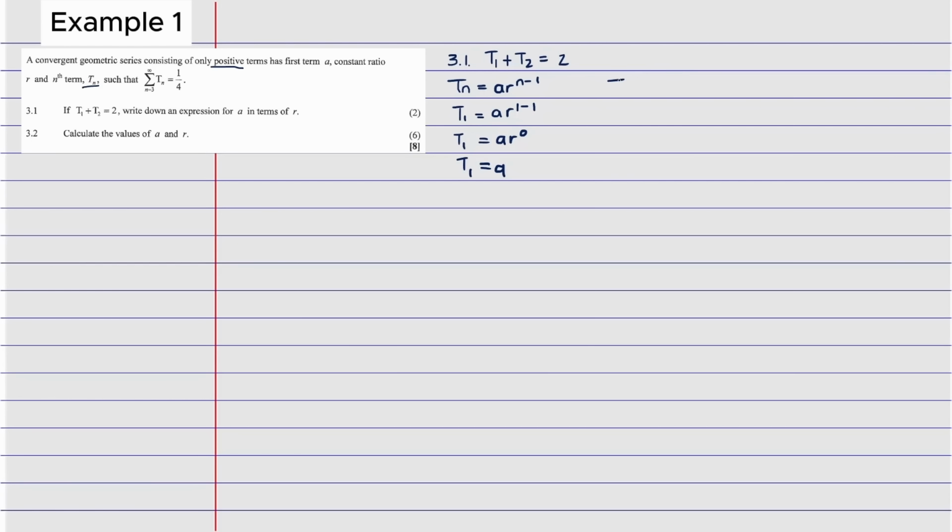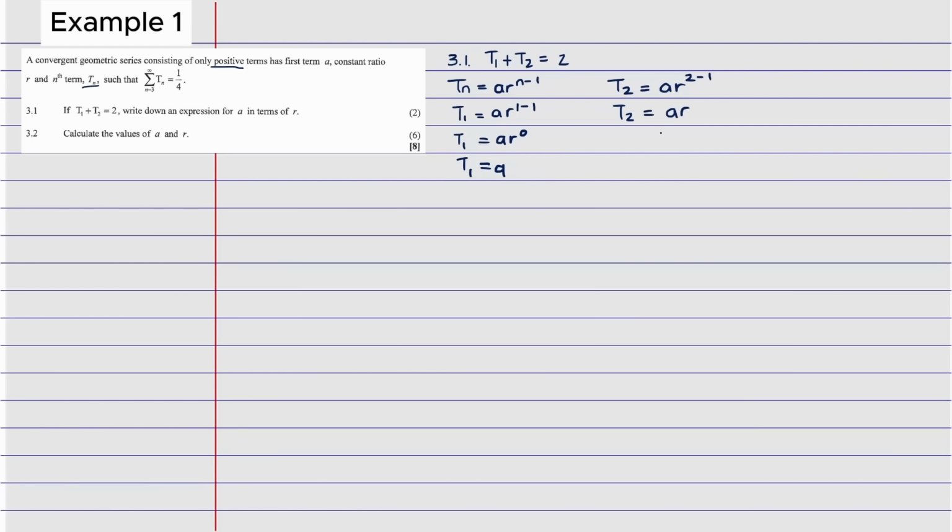Now let's find T2. So we know that T2 is going to be equal to a times r to the power n minus 1, and this is going to be 2 minus 1, which is going to give us ar, because 2 minus 1 is going to be 1. So we know that T2 is equal to a multiplied by r.